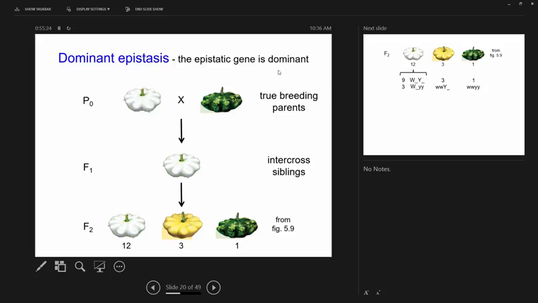How can you tell that this is epistasis and not a lethal allele? Yes, both of you are right. They add up to 16. There's nothing missing, they're just regrouped. And what's regrouped in this case? The 12 is regrouped. It's a 9 and a 3.